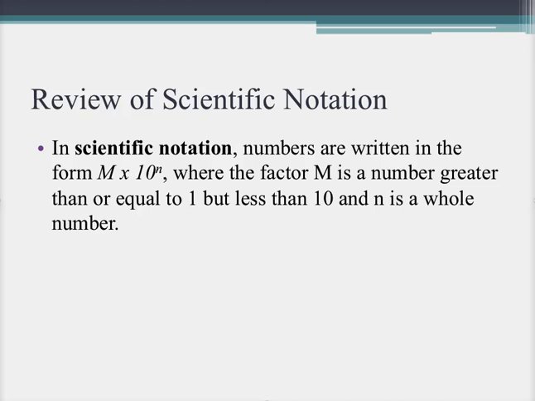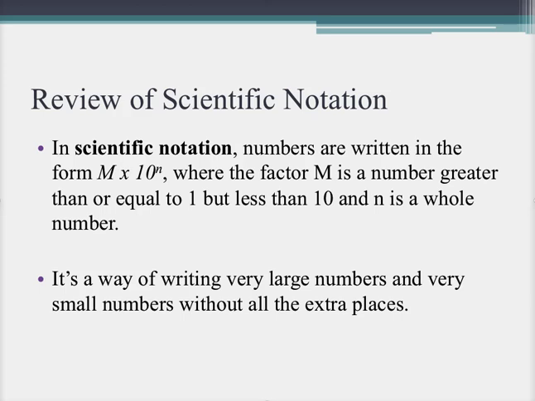So in scientific notation, remember that numbers are written in the form m times 10 to the n, where m is a factor, where m is a number greater than or equal to 1 but less than 10, and n will always be a whole number. The exponent will always be a whole number. Okay, we use scientific notation to write very, very large numbers and very, very small numbers without writing all the extra zeros or all the extra places.